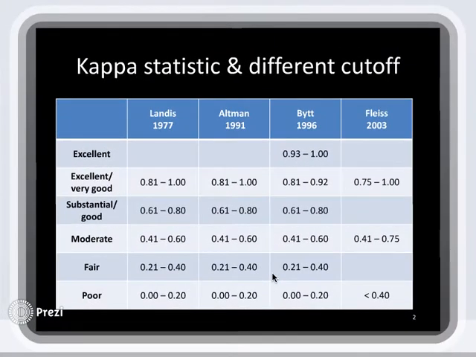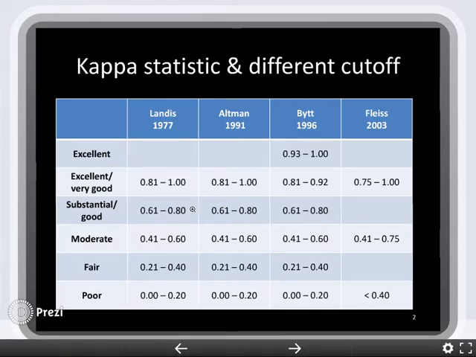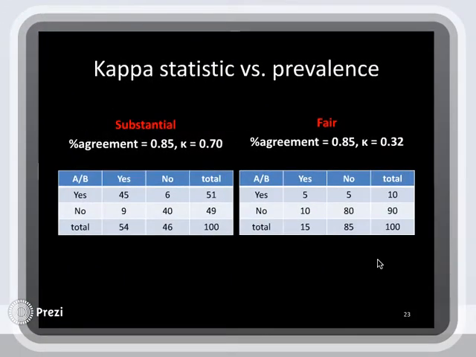One of the issues that kappa has is that different researchers have different recommendations. You could have 5 levels or 6 levels or even 3 levels of categories for different interpretations of the kappa statistic. And kappa, again, will be influenced by the prevalence. As illustrated, on the left-hand side is the prevalent study, and the right side is the non-prevalent study. So they have the same percent agreement, but different kappa statistics.